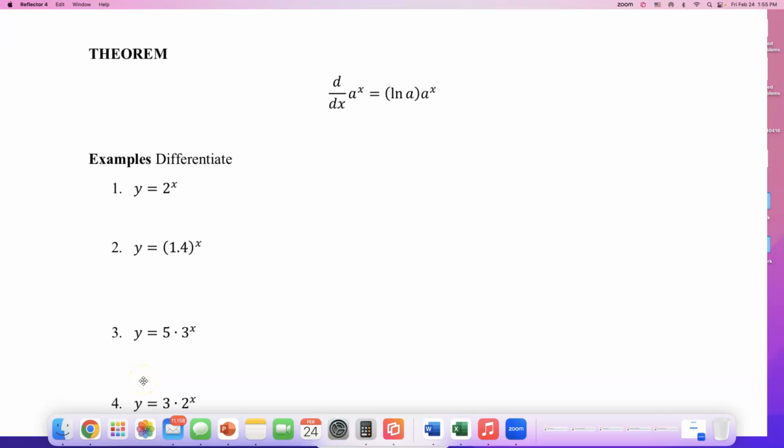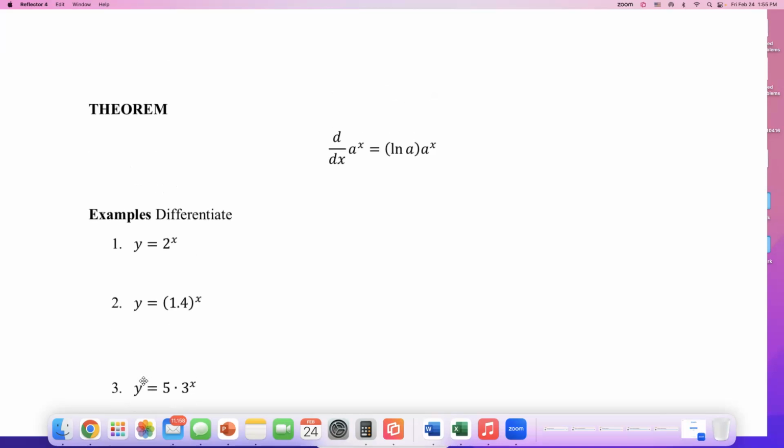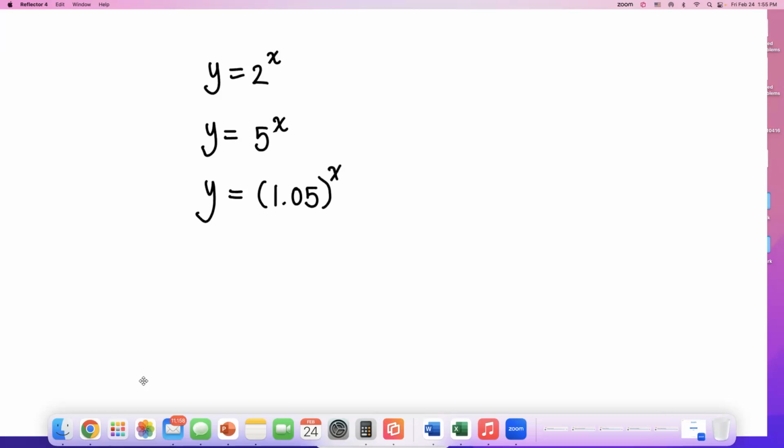Whenever you are differentiating exponential functions with a number base, for example, let's say you have y equals 2 to the x power. Y equals, let's say, 5 to the x power. You can have some bases that are decimals too, something like 1.05 to the x power. You see what I'm talking about, right? Like you have a number base, like half.